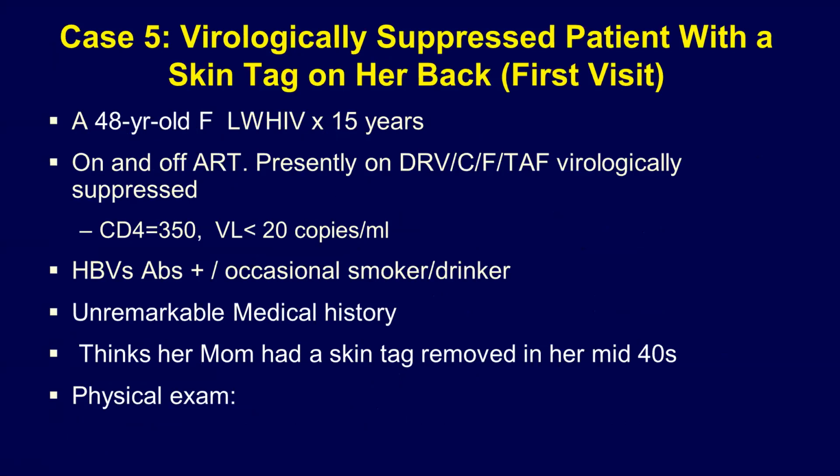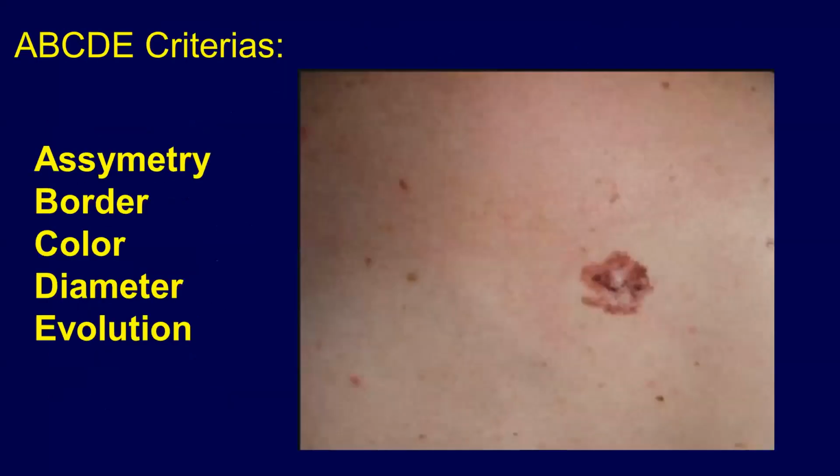So here we have a 48-year-old female, on and off antiretroviral therapy. Here's her antiretroviral regimen. She's got a 350 count, undetectable, Hep B antibodies, occasional smoker, drinker, unremarkable medical history. She thinks her mom, we threw that in there just to tease us, had a skin tag removed in her mid-40s because it could tend to run in the family, especially in non-sun areas. Next slide.